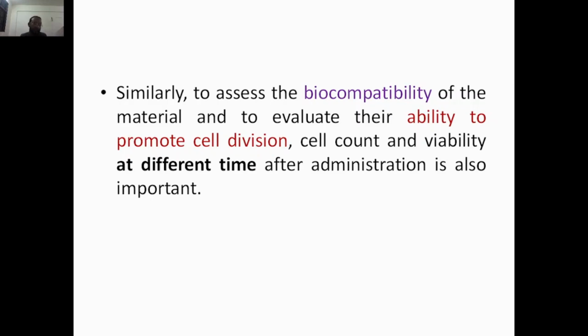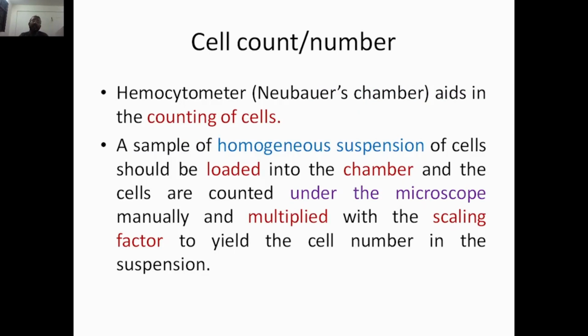Like that, I can have different intervals at different times after administration. That is a very important role, so that we can check whether the biomaterial is supporting cell division or not, whether the cell numbers are increasing or not, and whether the cells are living over a period of time or not. So that itself is the understanding of cell number and cell viability. That's how we can have an example.